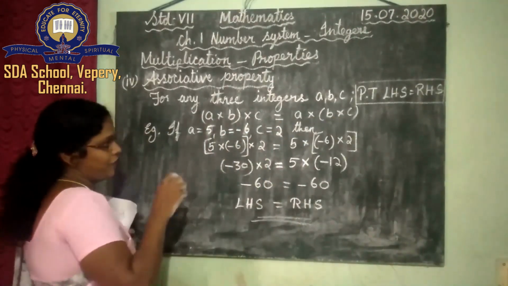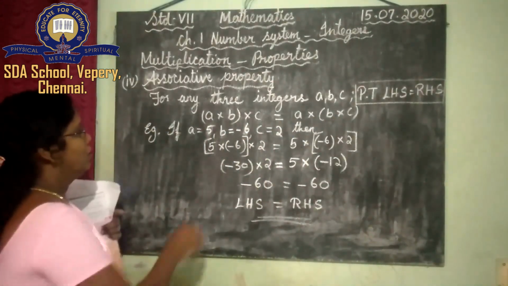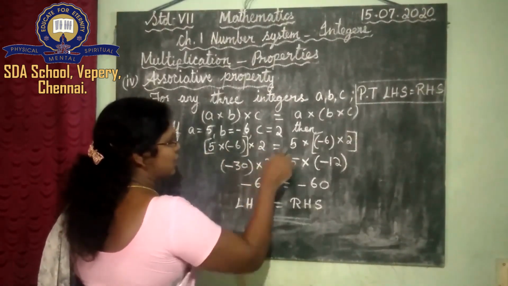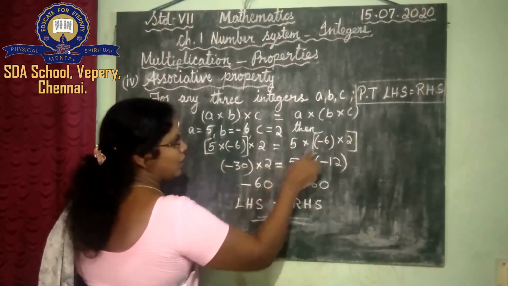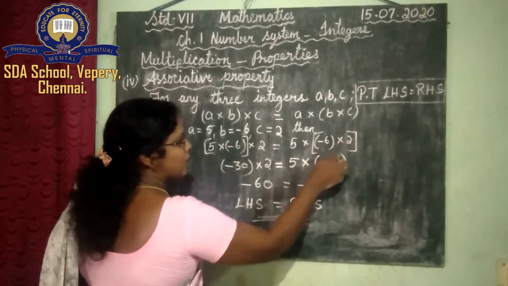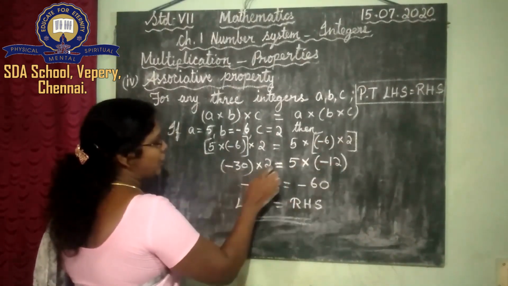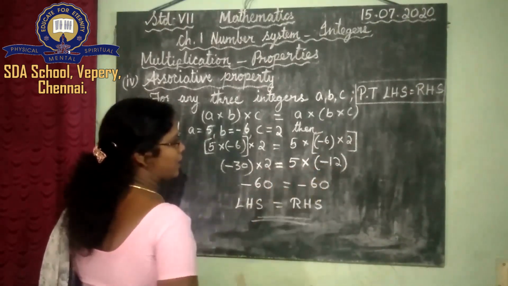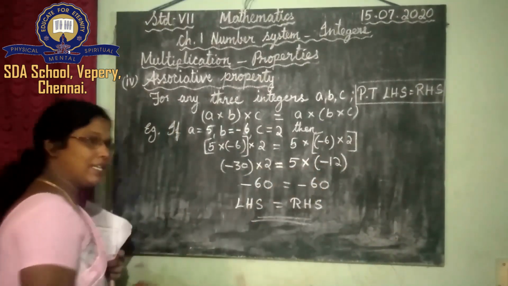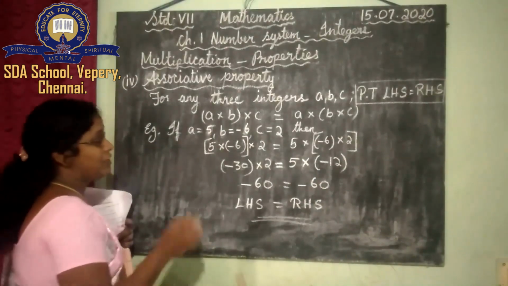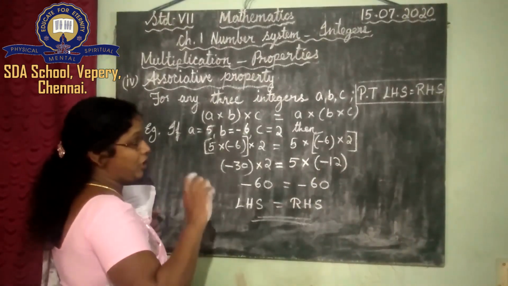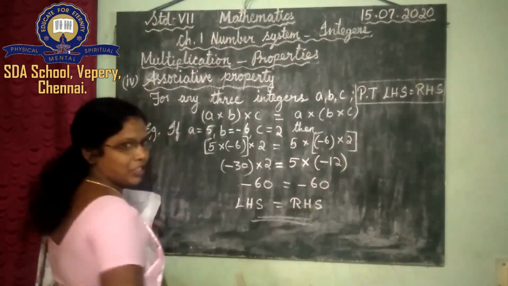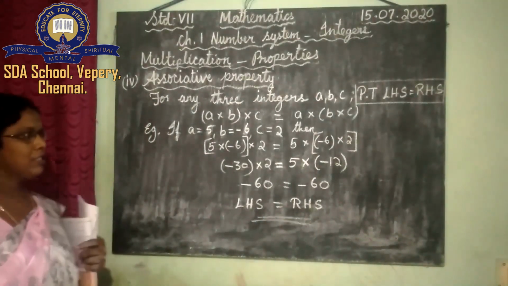Now I am solving first whichever is there in the bracket. So 5 into minus 6 is minus 30, 2 I am writing as it is. Here 5 I am writing as it is, and I am solving this one. So minus 12. Minus 30 into 2 is minus 60. 5 into minus 12 is minus 60, where minus 60 is an integer. And if we change the integers by associating different integers also, we get the same answer. Understood? Copy down this.